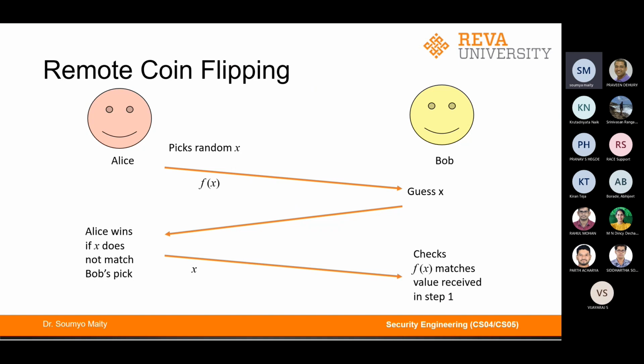I pick a random number. I'm not telling you this is my secret number. I apply a function, and whatever is the output, I'm giving it to you. Can you guys find out what is the number that I have picked? Is it possible? No. Yes, yes, it is possible. Okay. Is it always possible, irrespective of the function?